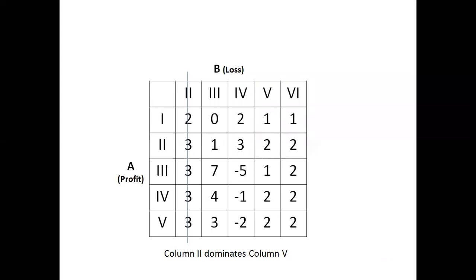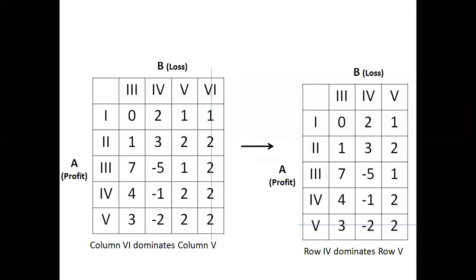Am I clear with that? So you can see in the next figure, column 2 is deleted. By mistake, I forgot to delete row 1, so that is persisting in the next slides also. So you can see now column 6 is dominated by column 5. So you can see that column 6 is deleted. Am I clear with this? Are you getting this?